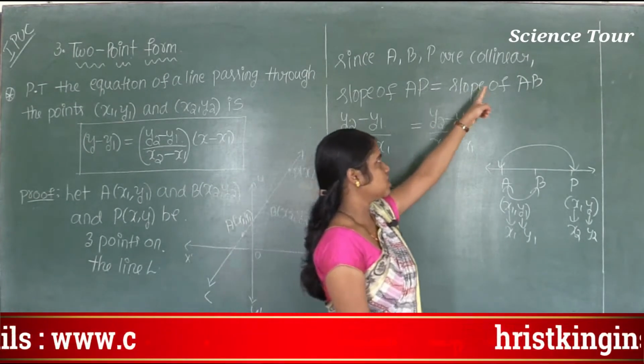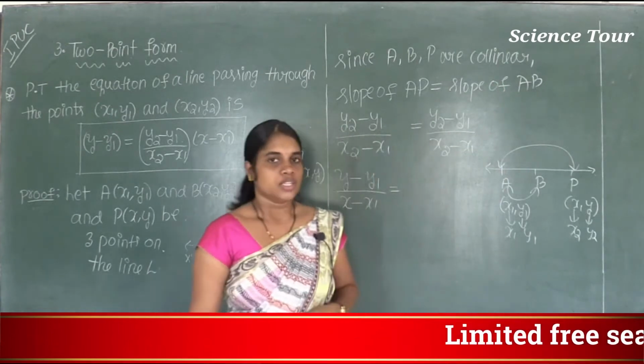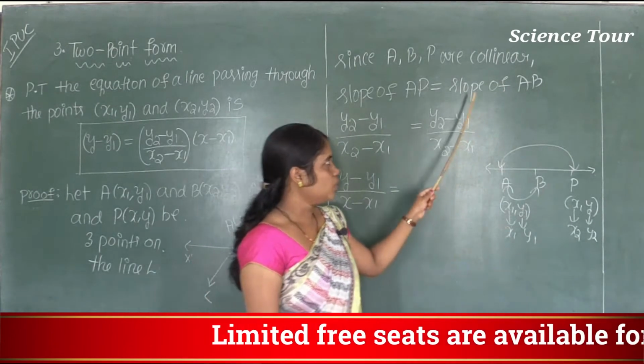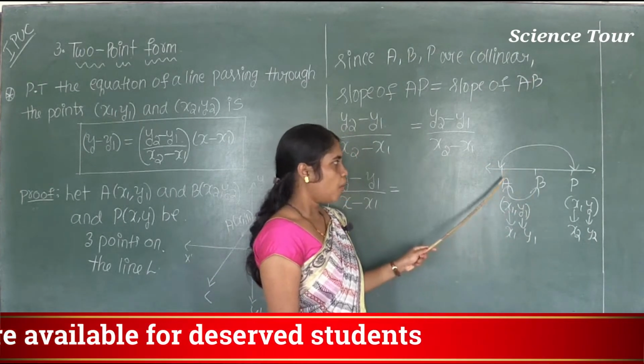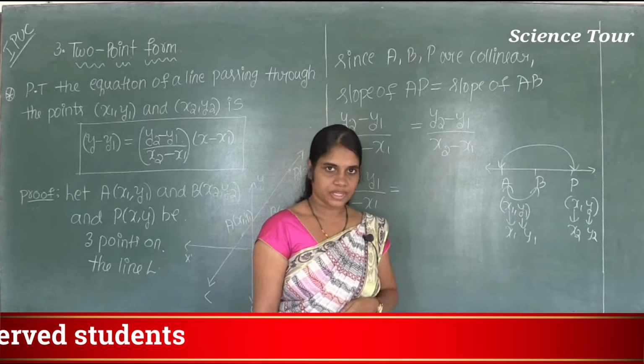now again we are calculating the slope of AB. See students, while I am calculating the slope of AB, which 2 points do I have to consider? Point A as well as point B, isn't it?